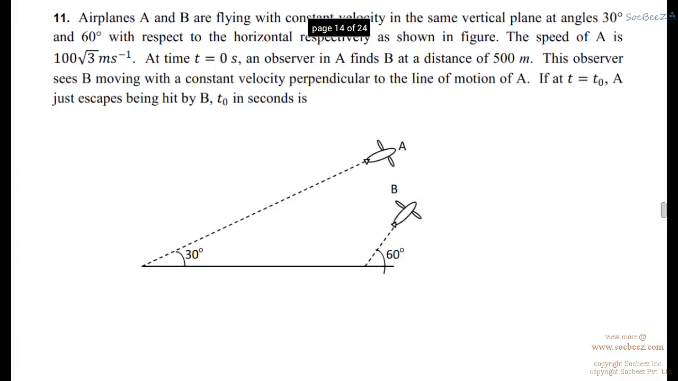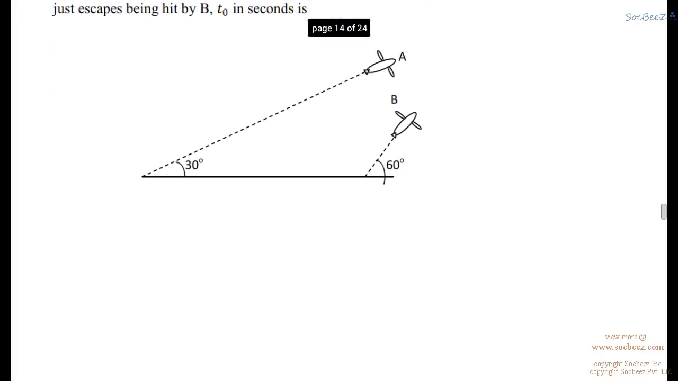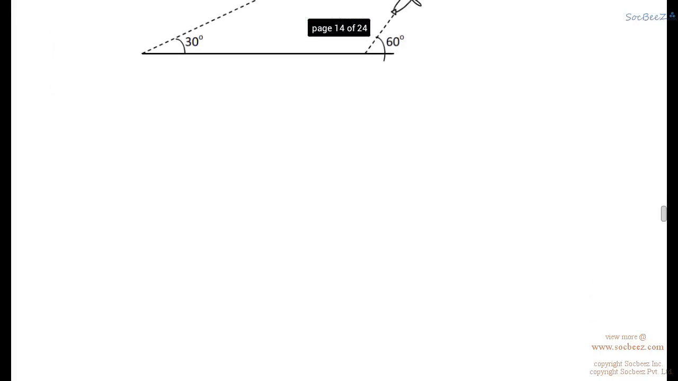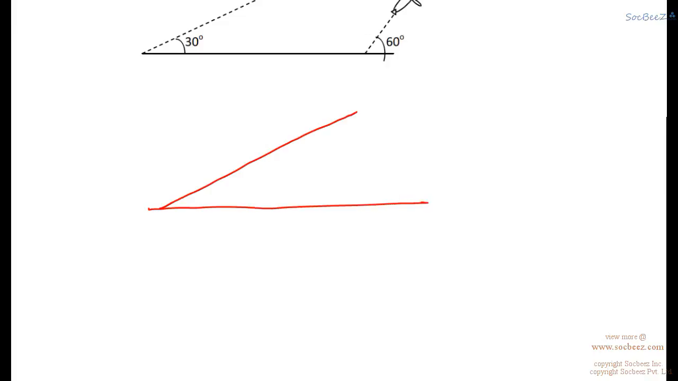If at t equals t naught, A just escapes being hit by B, t naught in seconds is, well, here if we draw the FBD, then it will look something like this. V1, this is 30 degrees, and here this will be V2, which is 60 degrees. If we write V1 from this point of reference, then this will be something like this.